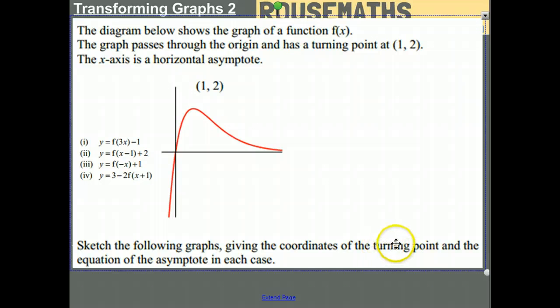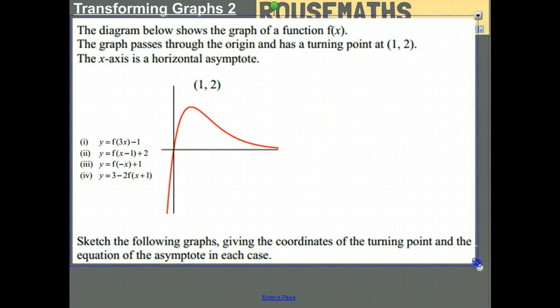So just taking this example where we've got a function that's been plotted below, it's got a turning point at the coordinate 1, 2 and it's got a horizontal asymptote, and you'll see that that red line is tending towards the x-axis but won't cross it, so there's an asymptote there. And we're going to have a look at trying to sketch the graphs and say what the turning point would be when each of the transformations happens.